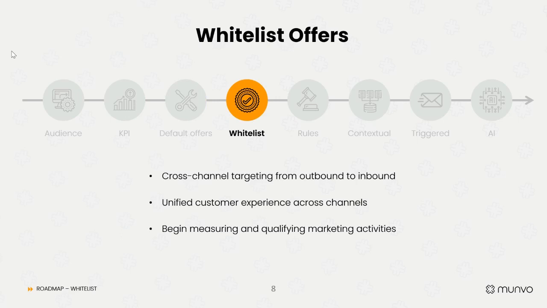Next, we see organizations move to whitelist offers. This is the first chance at implementing a customer journey. This is when we implement a follow-up or some kind of communication on the inbound channel based off of targeting that's done in the outbound channel. This is especially useful because the organization is already familiar with outbound targeting. They have all the data available. They know how to do this outbound targeting really well. But now they're presenting the offer on the inbound channel.